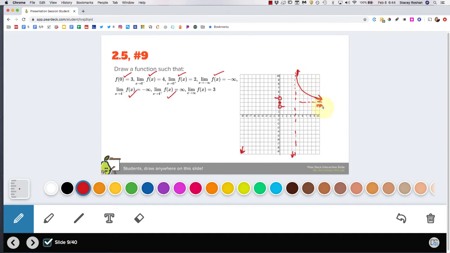Then you need to just play a game of connect the dots. So this tail has to hit this one. Just make it as easy as you can. And this has to hit this tail, and that's it. Great graph. There are a lot of different variations. Just make sure you're drawing a function.